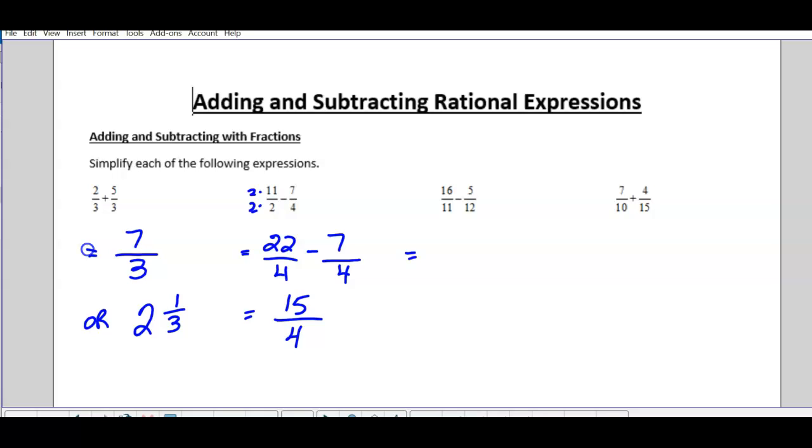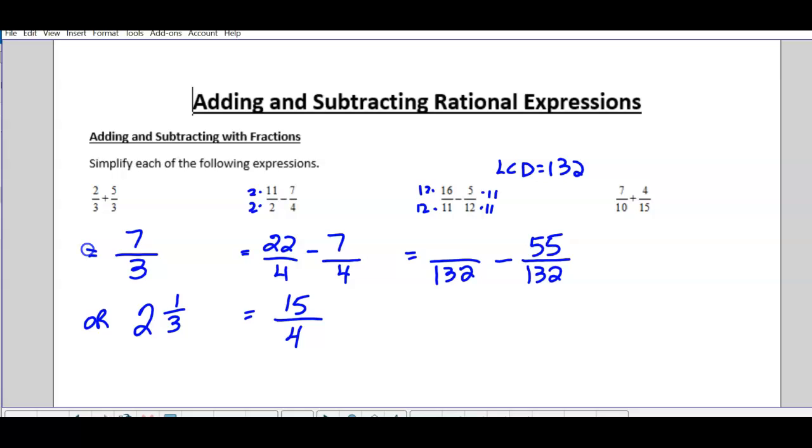This one, I look at the bigger one, 11 doesn't go into it. No common factor. 11 is a prime number, so my lowest common denominator is 132. 11 times 12. Okay. So here 132, 132, and so here I have to multiply by 12. Here I multiply by 11.